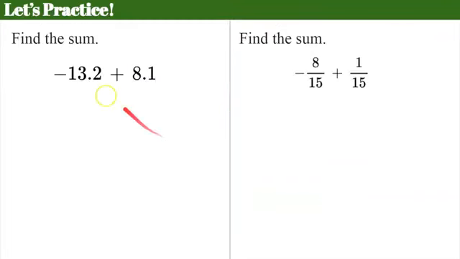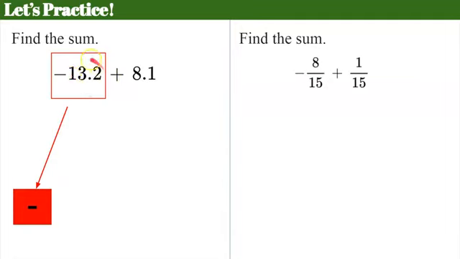Let's practice. I have two different signs, and now I'm going to think about the absolute values. This is the larger absolute value. 13.2 is larger than 8.1. So I know that my sum is going to be negative because our larger absolute value is negative. I strongly encourage you to think about this before you start adding. Make a plan. So now I'm going to take my larger, and this helps me not only identify the sign of my sum, but it helps me determine what's going to go first. So I have 13.2, and I'm going to subtract 8.1 from 13.2.